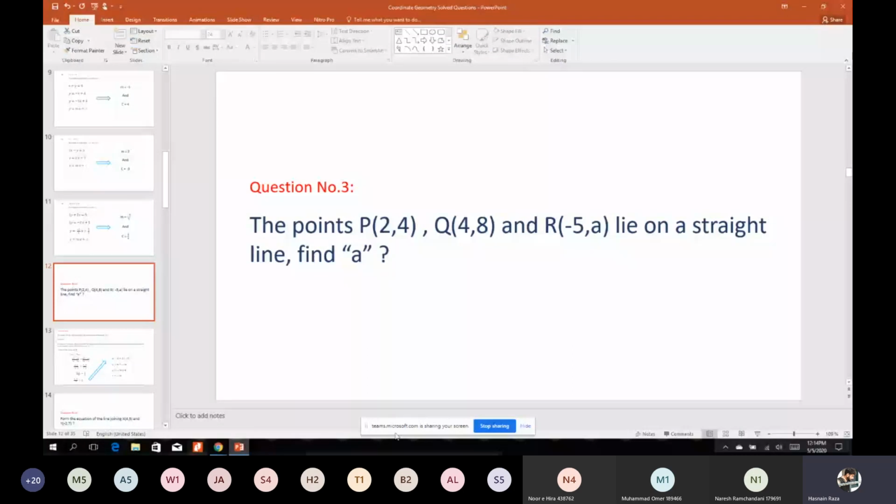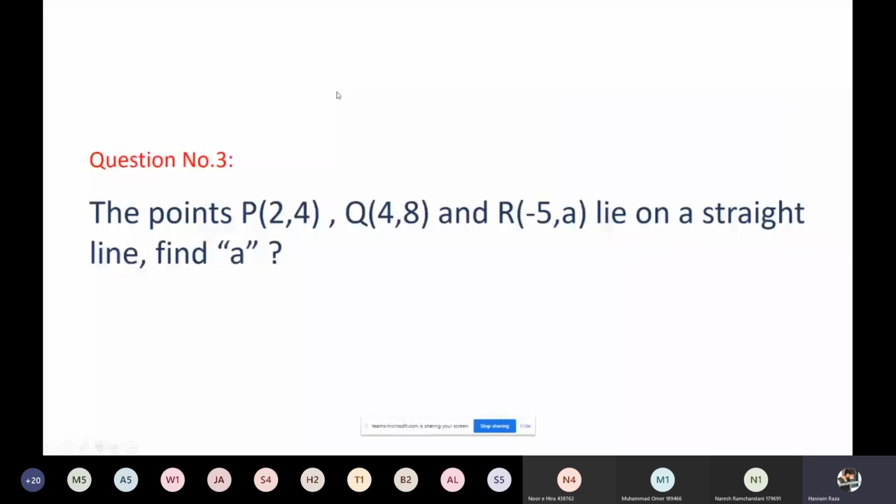Points P, Q, and R are lying on a straight line. That means they are collinear points. Collinear points have one concept: they are on a straight line. So if we pair them in two, like PQ and PR, and apply the formula of slope, the answer would be the same.